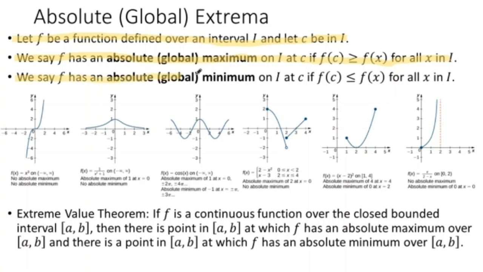On the other hand, we say that f has an absolute or global minimum on I at c if f of c is less than or equal to f of x for all x in I. So the absolute minimum is the smallest value our function can take on.